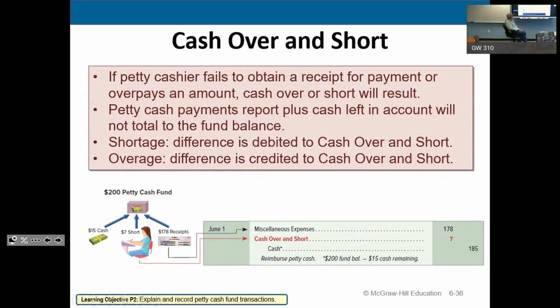If the petty cashier fails to obtain a receipt or overpays, a cash shortage will result. So we have this $200 petty cash fund, and we were short. A shortage, the difference is debited to cash over and short, and an overage, the difference is credited to cash over and short. We have $178 in receipts. We're $7 short. So we use cash over and short. That's like a temporary account. $7.